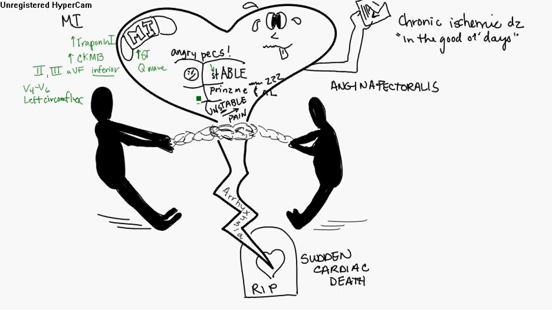Prinzmetal is a variant angina pectoralis. It's coronary artery vasospasm, episodic chest pain at rest, just sometimes, and it's spasming, and you do have an ST elevation.